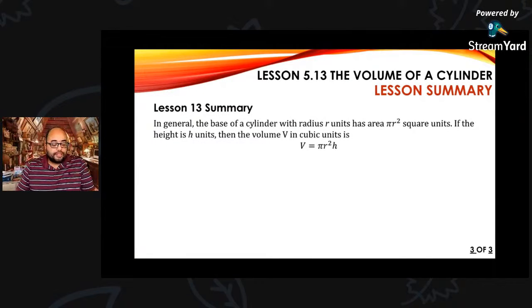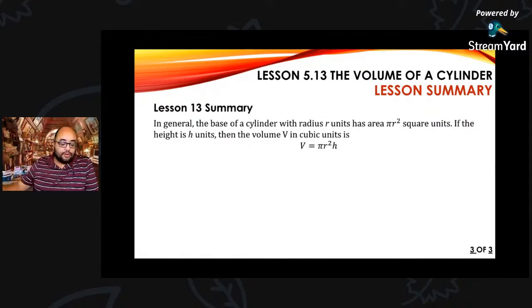So in general, the base of a cylinder with radius r units has area pi r squared square units. If the height is h units, then the volume in cubic units is volume equals pi r squared h. So here's our formula right there. The formula that we're going to need to be using to figure out the volume of these cylinders right here.